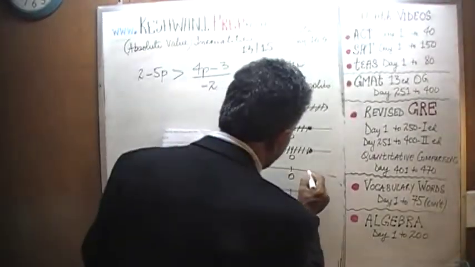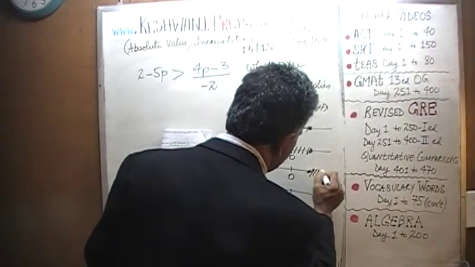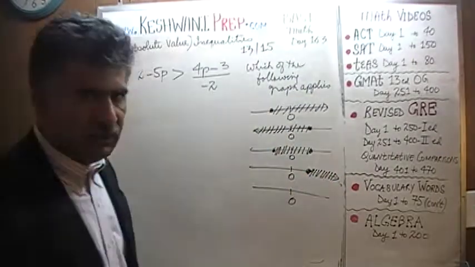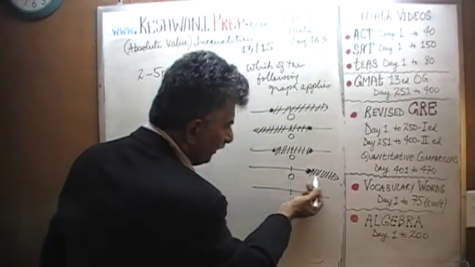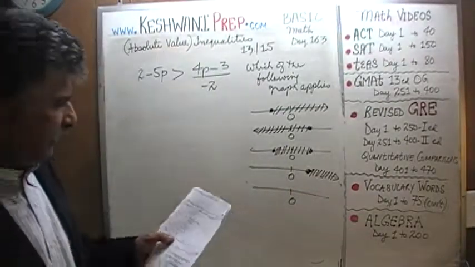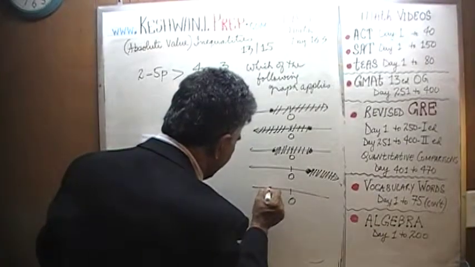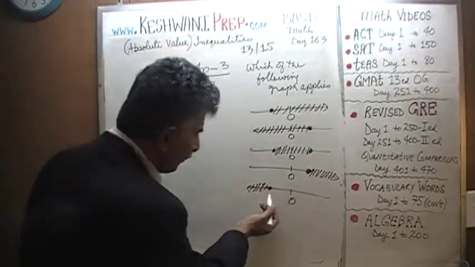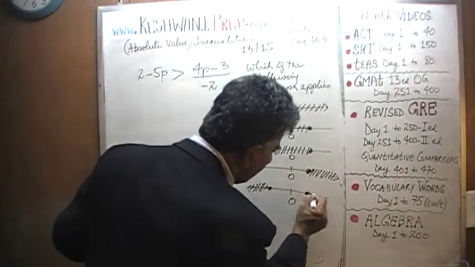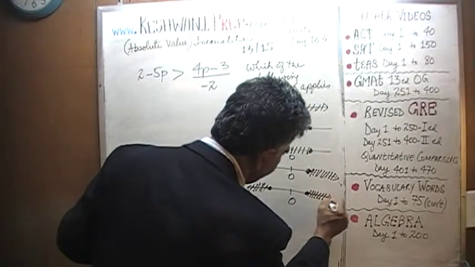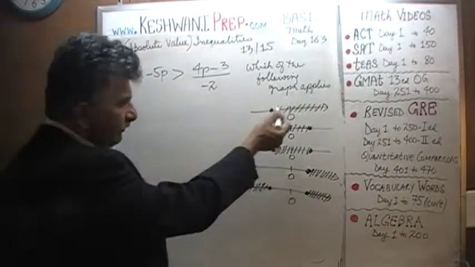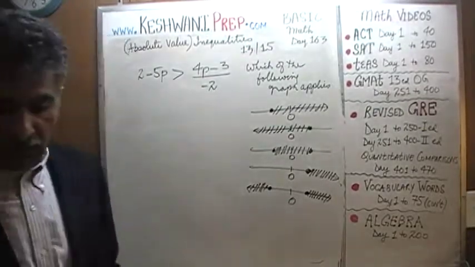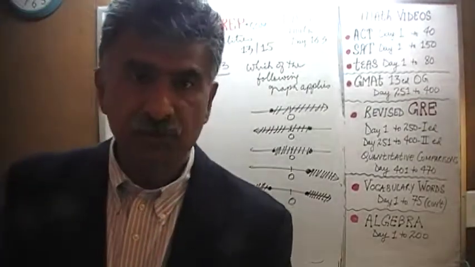And then here we have a situation that it is more than some positive quantity. The value of p has to be something more than a positive quantity. And here finally we have it, the value of p is either less than some negative quantity or more than some positive quantity. One of these five graphs will apply to this inequality. Our job is to identify which one it is.